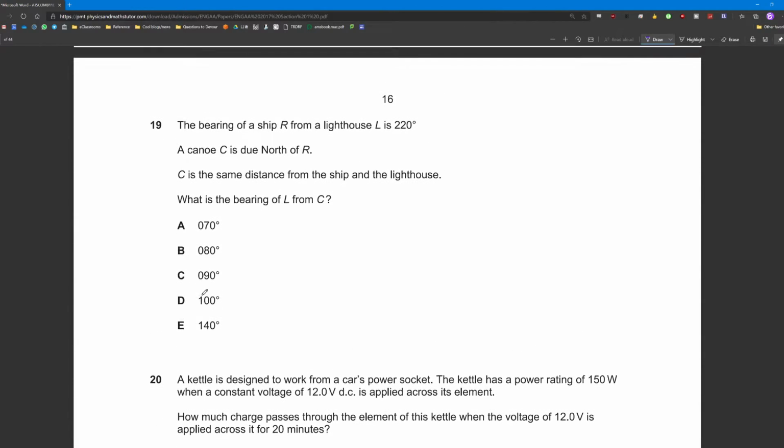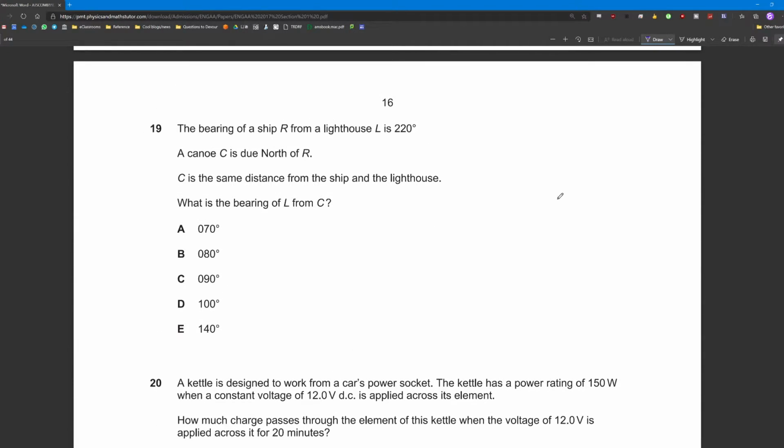Right, let's continue. The bearing of a ship R from a lighthouse L is 220. Now, one thing about bearing problems, you want to draw them out, without a doubt. It's always useful to draw each one with this cross, because then it's very easy to identify the angles you want. So 180 and then add another 40 degrees, 220.